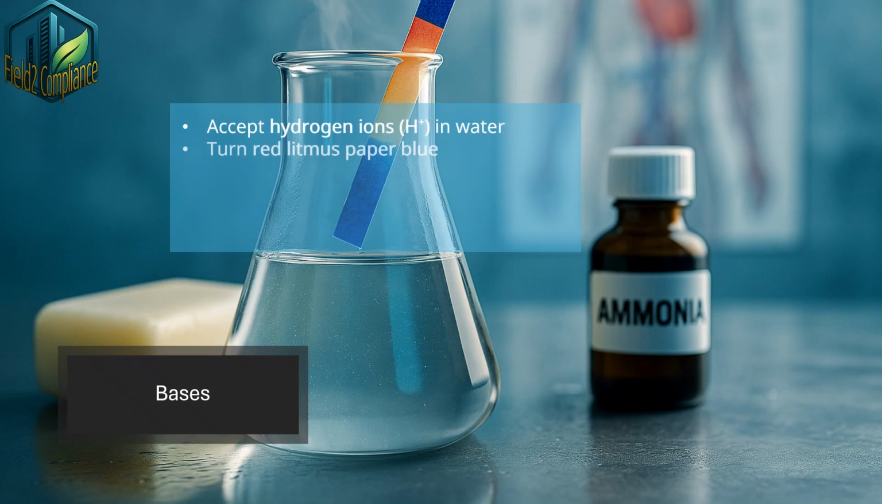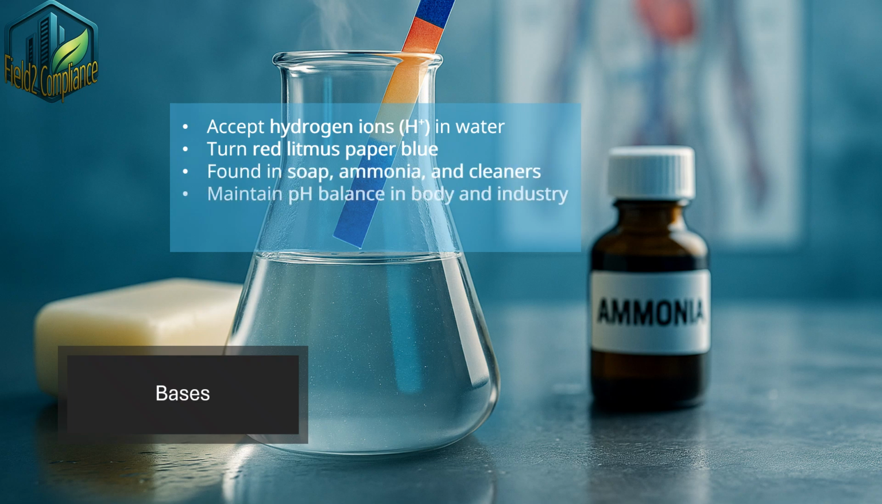Bases are the proton takers, the slippery feel of soap, the bite of ammonia. Drop them in water and they pull in hydrogen ions, turning litmus paper blue. Strong bases like sodium hydroxide and potassium hydroxide strip protons fast. Weak ones barely make a dent. Together with acids, they keep chemistry and our blood balanced.